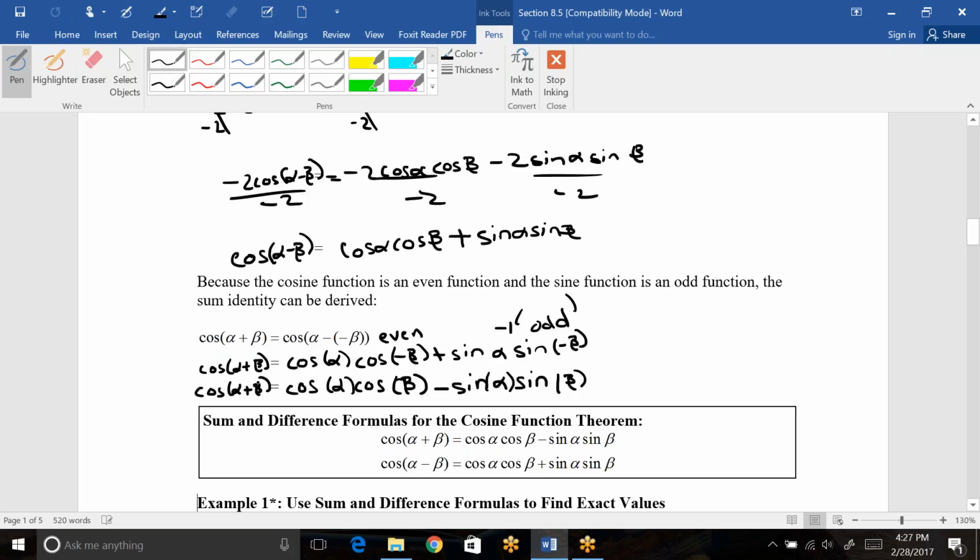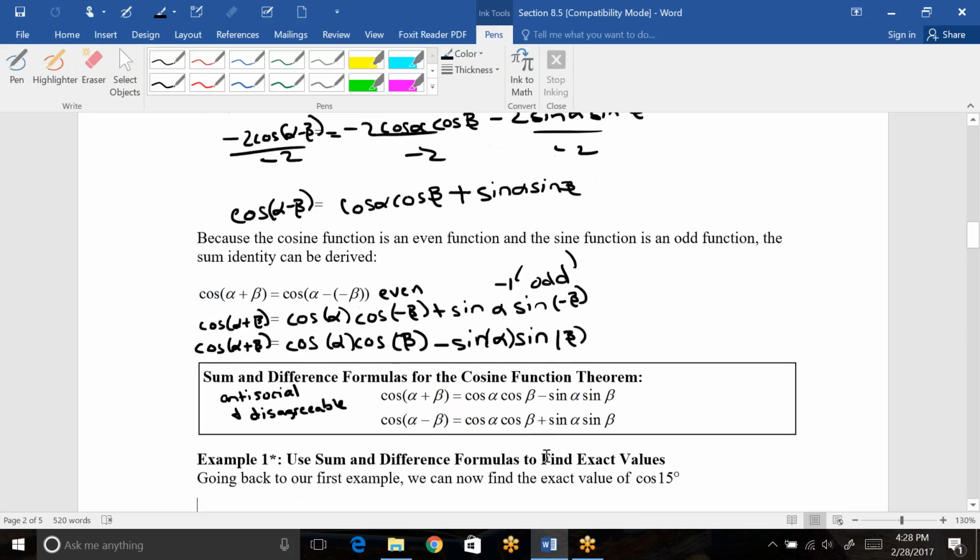So notice that this formula is similar. You still have the cosine alpha cosine beta, sine alpha sine beta, but if it's a plus inside, we have a minus between them. If it's a minus inside, we have a plus. Now I have a way of remembering how cosine functions. Cosine functions, when you do sums or differences, are antisocial and disagreeable. This is for cosine. What that means is cosines stick together, they don't mingle with anyone else, and the sines stick together, they don't mingle. That's what we mean by antisocial. Disagreeable means the sign inside is opposite to the sign in the middle.